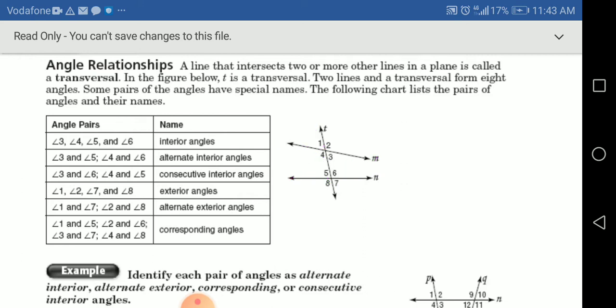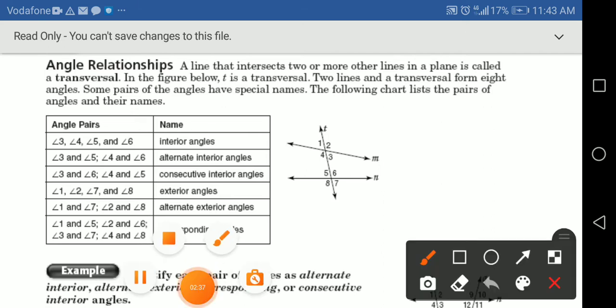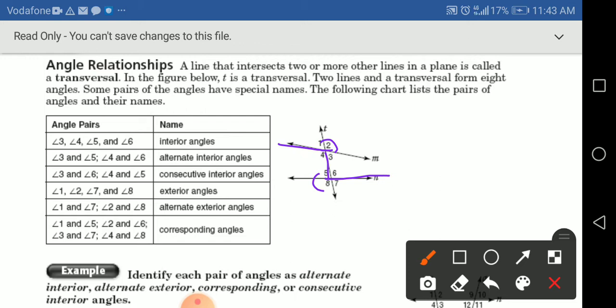Let's see another example. For the alternate exterior angles, 2 and 8. Where's 2 and 8, guys? So 2 and 8 here is what? Alternate, but this time exterior, outside.